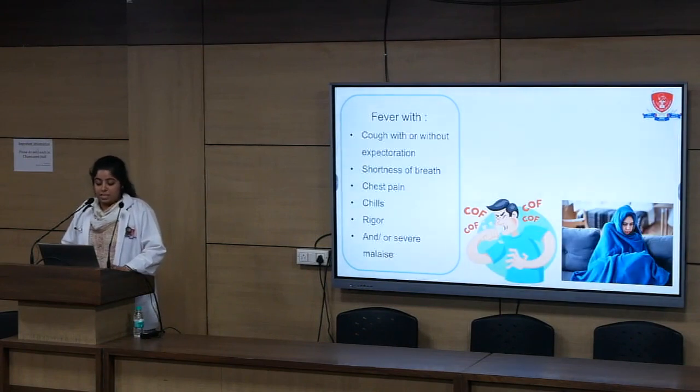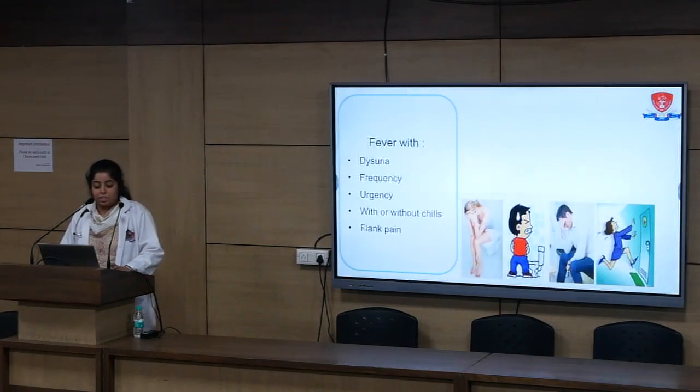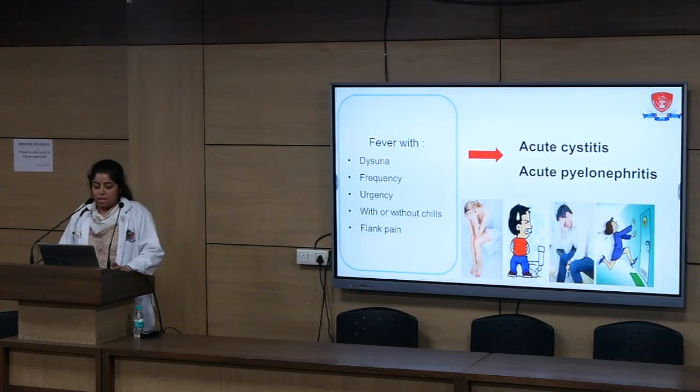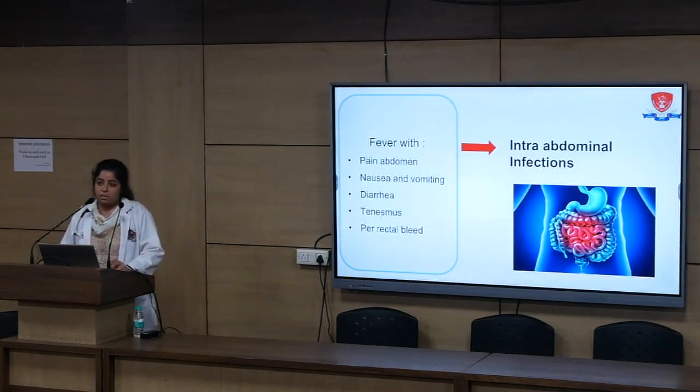The patient presenting with fever, with cough, with or without expectoration, shortness of breath, chest pain, chills and rigor, and or severe malaise, the lower respiratory tract can be thought to be involved in such a patient. Coming to a patient with fever, with dysuria, increased frequency and urgency, with or without chills, flank pain, acute cystitis or pyelonephritis can be thought. Fever with pain in abdomen, nausea, vomiting, diarrhea, tenesmus, per rectal bleed, intra-abdominal infections can be thought.